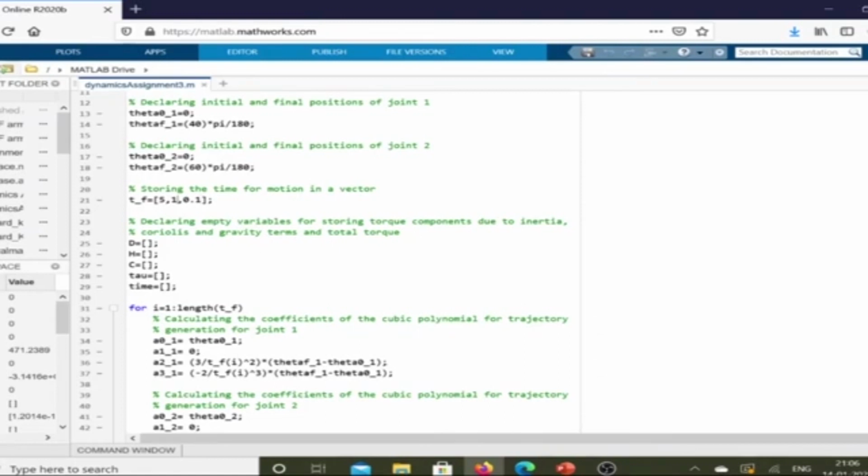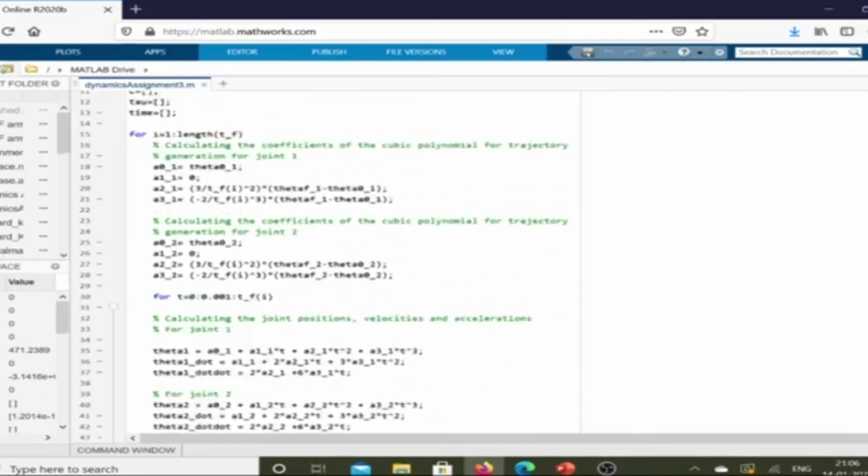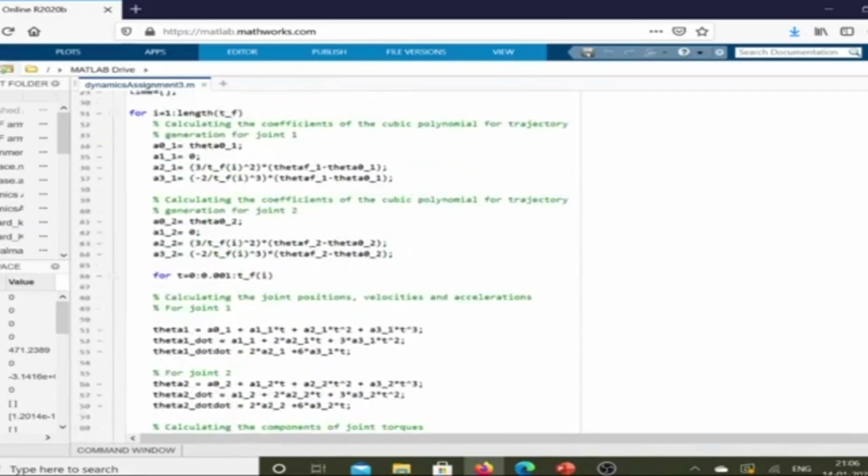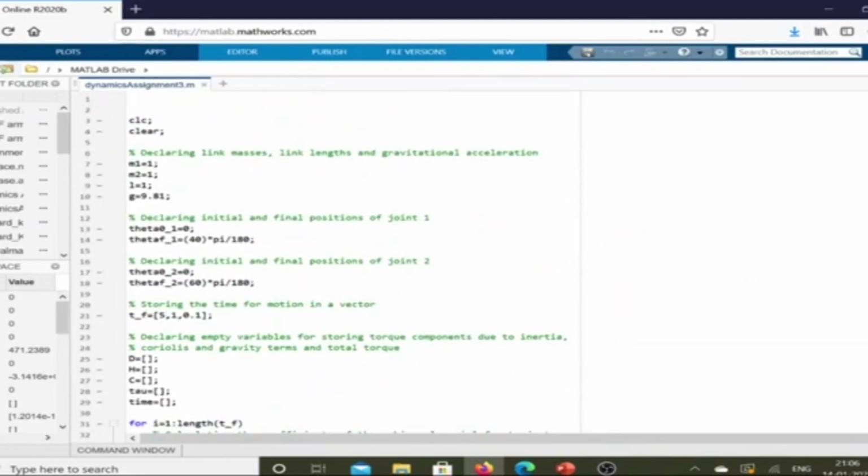For 5 seconds, we'll be getting two graphs: one graph giving us tau 1 and tau 2, the other graph giving us the H, C, and D components. Similarly for 1 second and for 0.1 second also. So this is our program, and this is how you write the program for inverse dynamics.